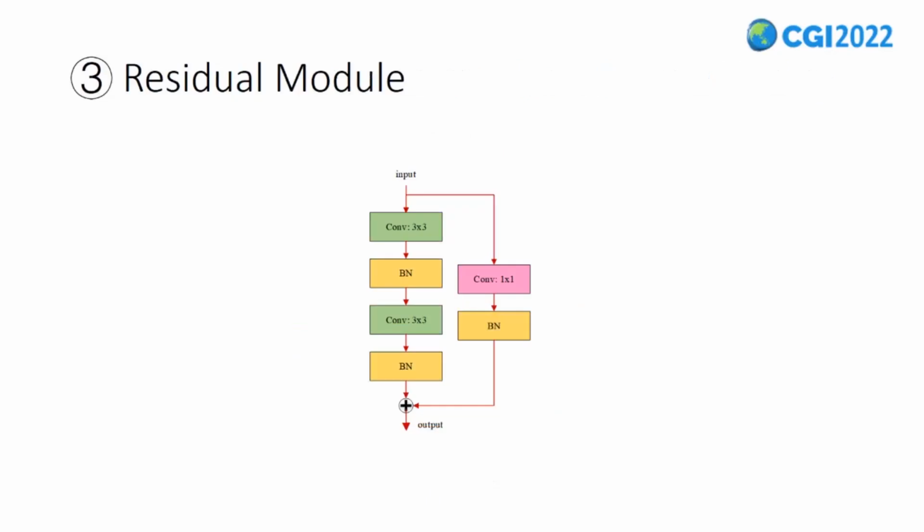And the residual module. The residual module can prevent overfitting while deepening the network. The main path of the residual module has three 3 multiplied 3 convolutional layers to extract features and two BN layers to speed up the training and convergence of the network. The identity mapping branch is composed of a 1 multiplied 1 convolutional layer and a BN layer to adjust the input and output channels of the module.